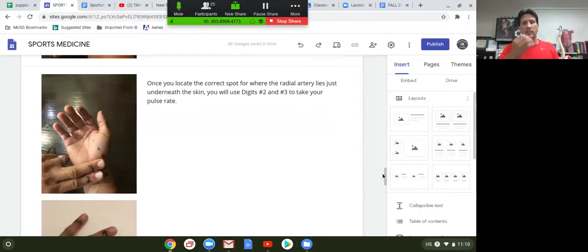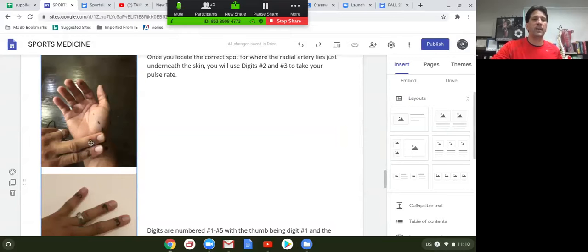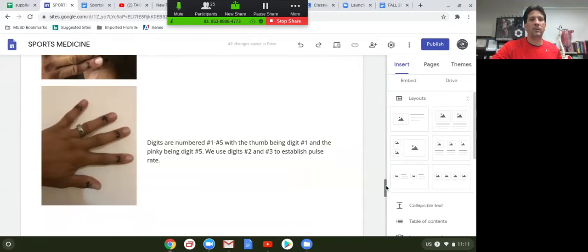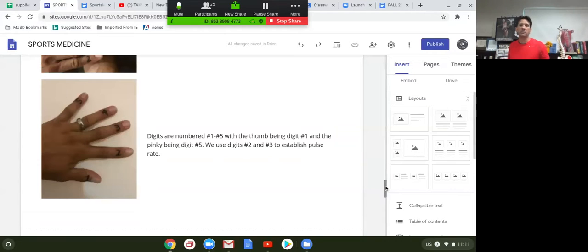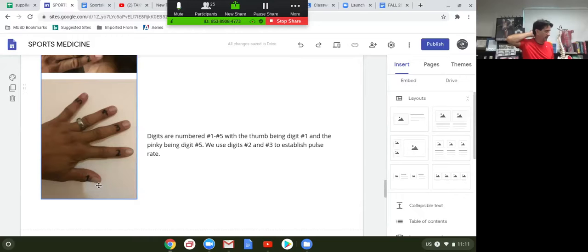Once you locate the correct spot for where the radial artery lies, just underneath the skin, you will use digits 2 and 3 to take your pulse rate. So 2 and 3, which I've written on my own digits. I've numbered my own digits and took a picture of it to let you see exactly how they're counted. Digits are numbered 1 through 5, with the thumb being digit number 1 and the pinky being digit number 5. So we'll use digits 2 and 3 to establish pulse rate.